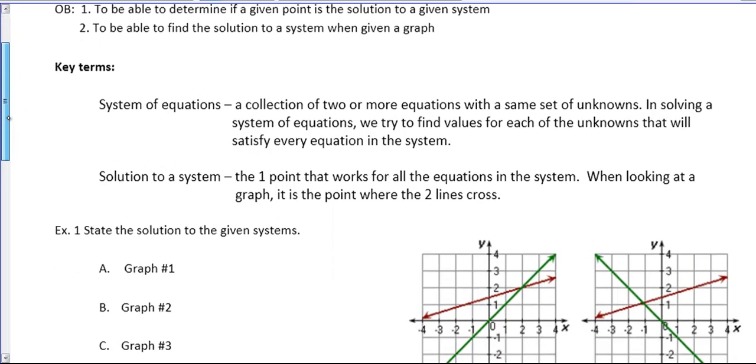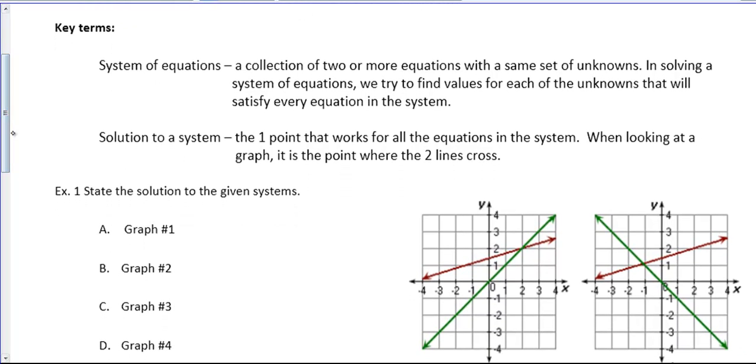Before we actually get into things, I think it's important to define a couple things. A system of equations is a collection of two or more equations with the same set of unknowns. In solving a system of equations, we try to find values for each of the unknowns that will satisfy every equation in the system. So if there are two equations or two lines, we're looking for the point that works for both equations. A solution to a system is the one point that works for all of the equations in the system. When looking at the graphs, it's the point where the two lines meet.